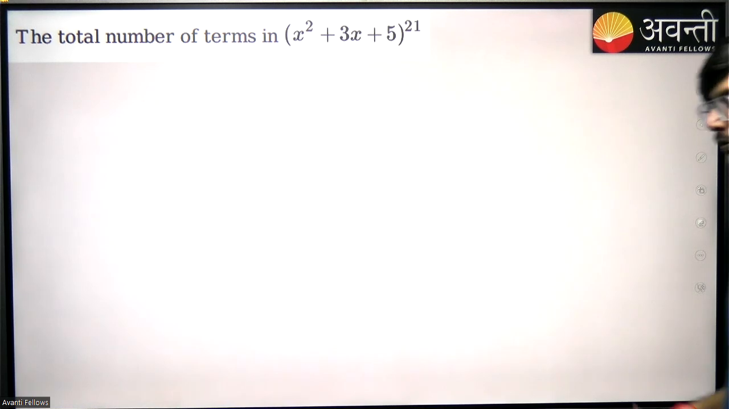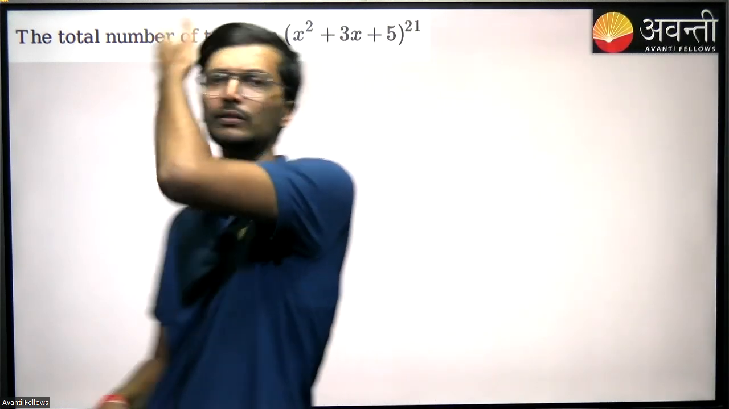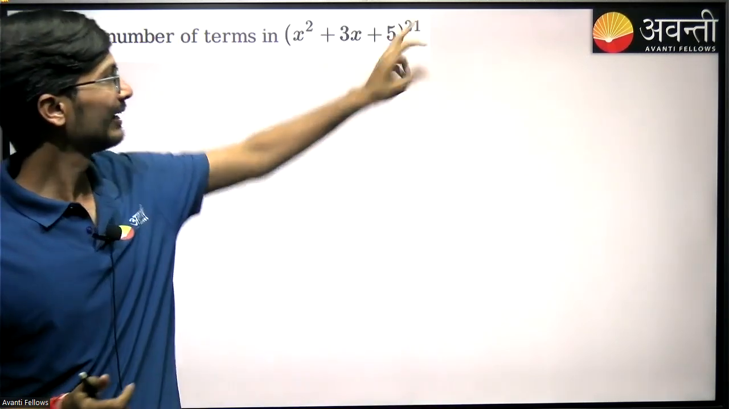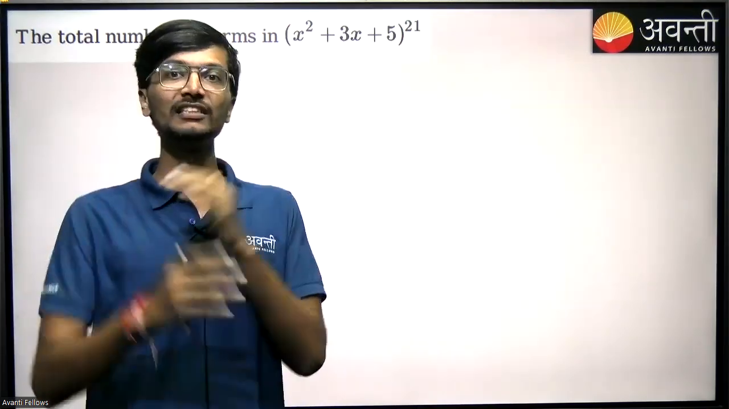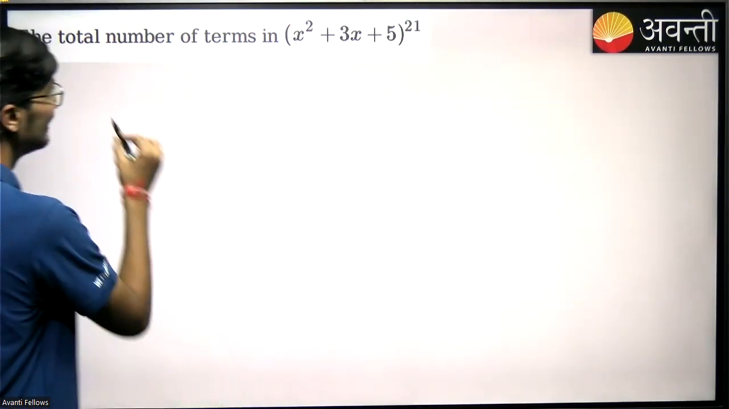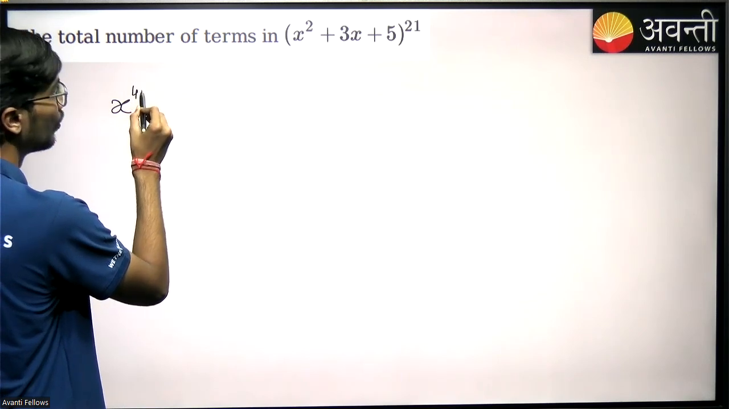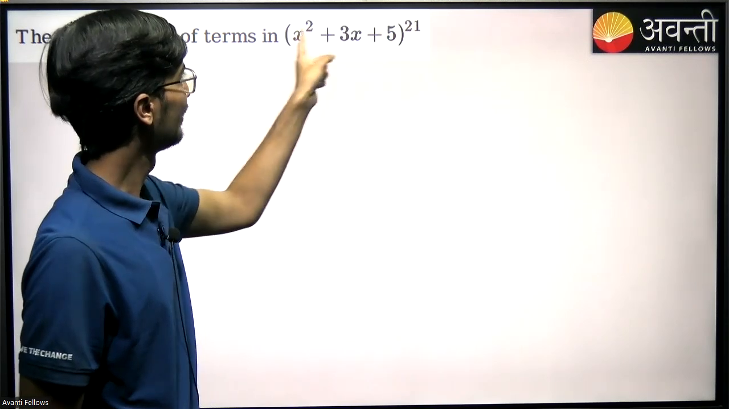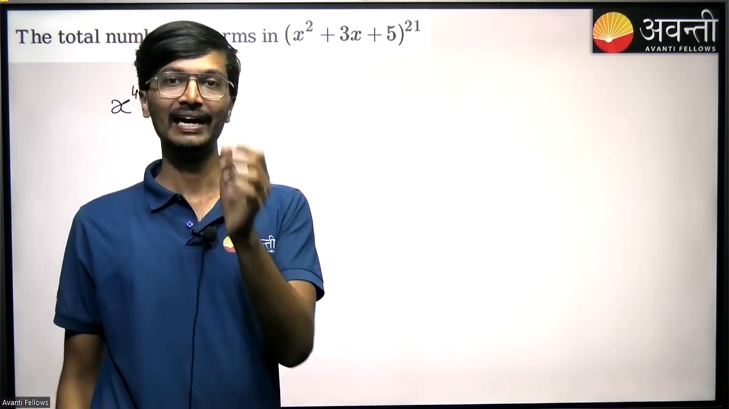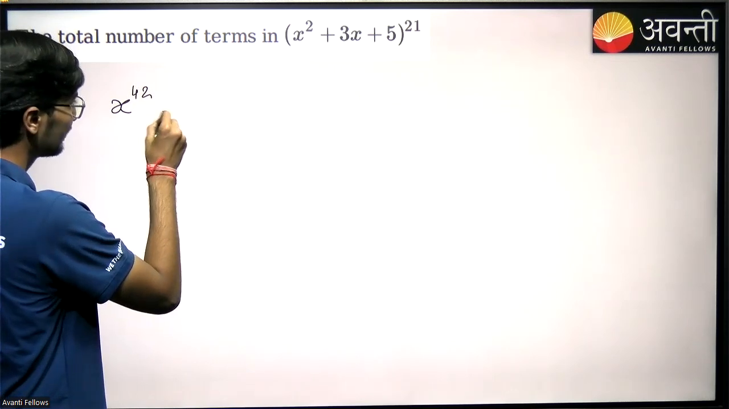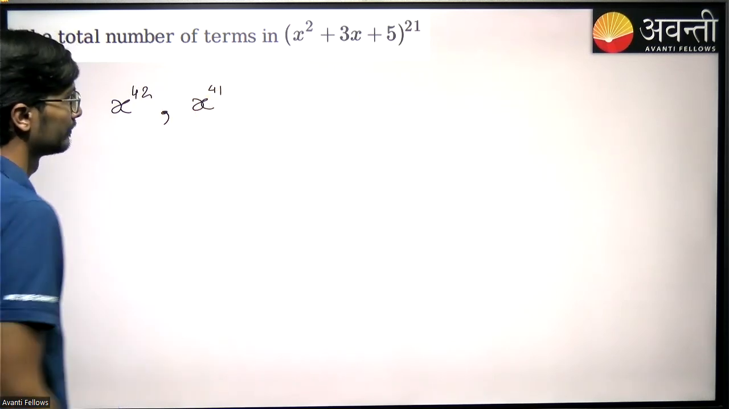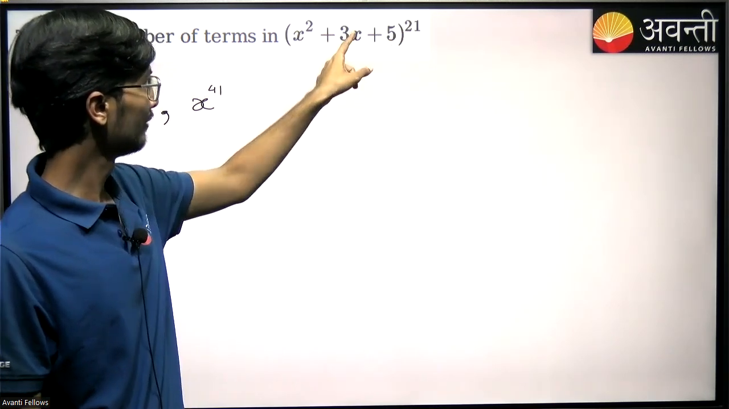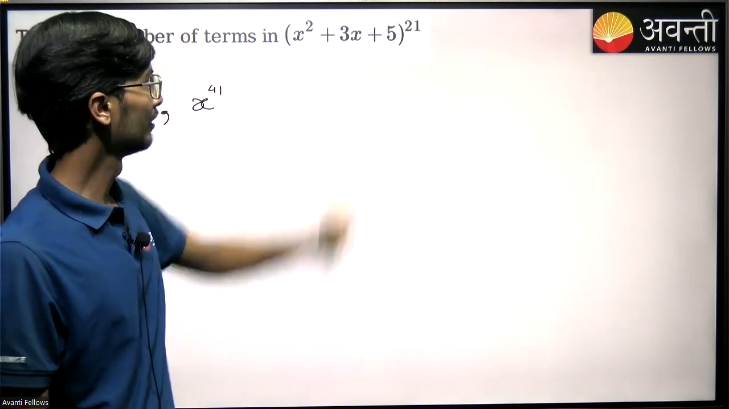The total number of terms. Now this is an interesting question, guys. Why? Because here, like you can see, the exponent is 21. The highest power of x which you can get is x raised to the power 42, right? 21 into 2. And after that, you can also get x raised to the power 41. See, if I give 20 to this and 1 to this, so 40 and 1, 41.